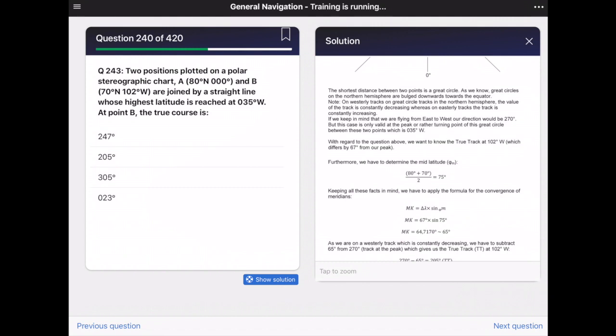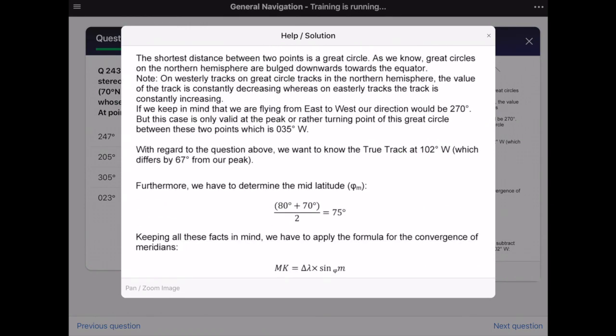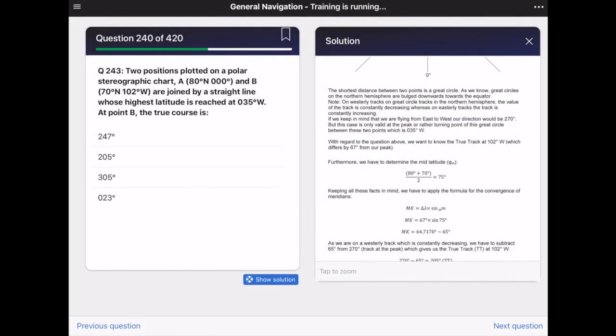And as we are on a westerly track, as I mentioned before, when you are going west the track is constantly decreasing. We have to subtract 65 degrees from 207 degrees. This is the track at the peak, which gives us the true track at 102 degrees west, equals 205 degrees. I just opened the window so that you can see this a little bit better. That's the final calculation. And let's see if this is correct. Yes, that's it from my side basically.